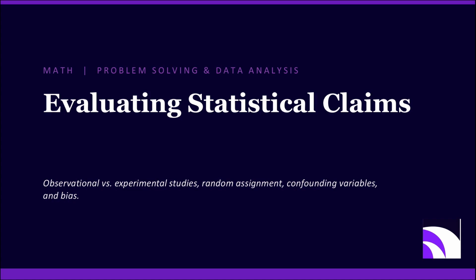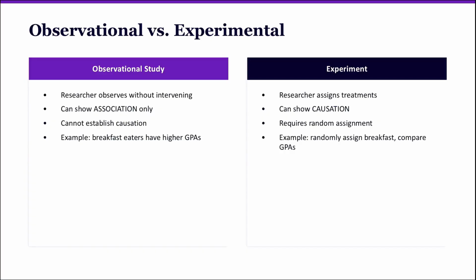Today we'll be talking about how you can evaluate statistical claims, and some of the key concepts would include observational versus experimental studies, random assignment, confounding variables, and bias. The first thing we need to clarify is the difference between an observational study and an experimental study.